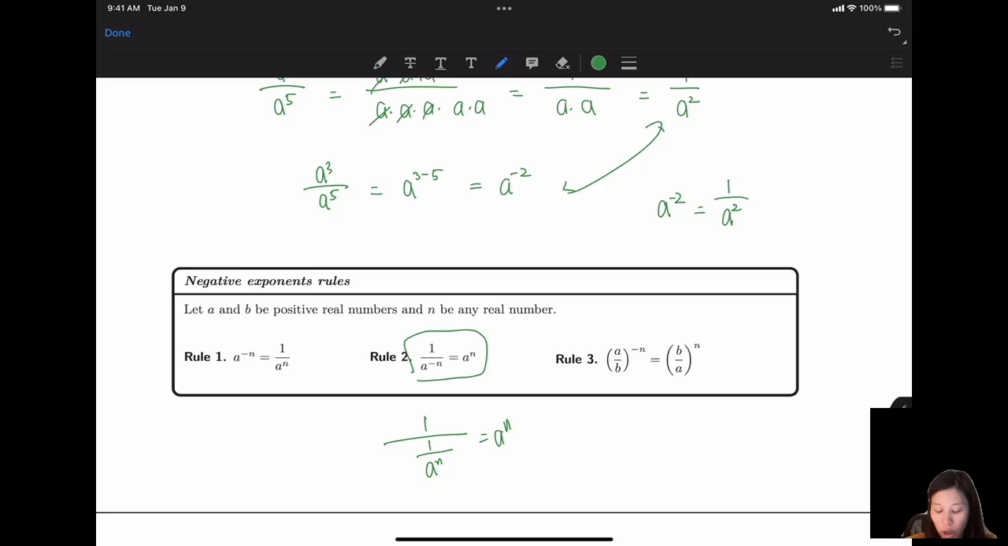So in here, 1 over b to the negative n, that means you flip them upside down. The denominator and the numerator, they're like reciprocals. You flip them, and then you will get a positive exponent.